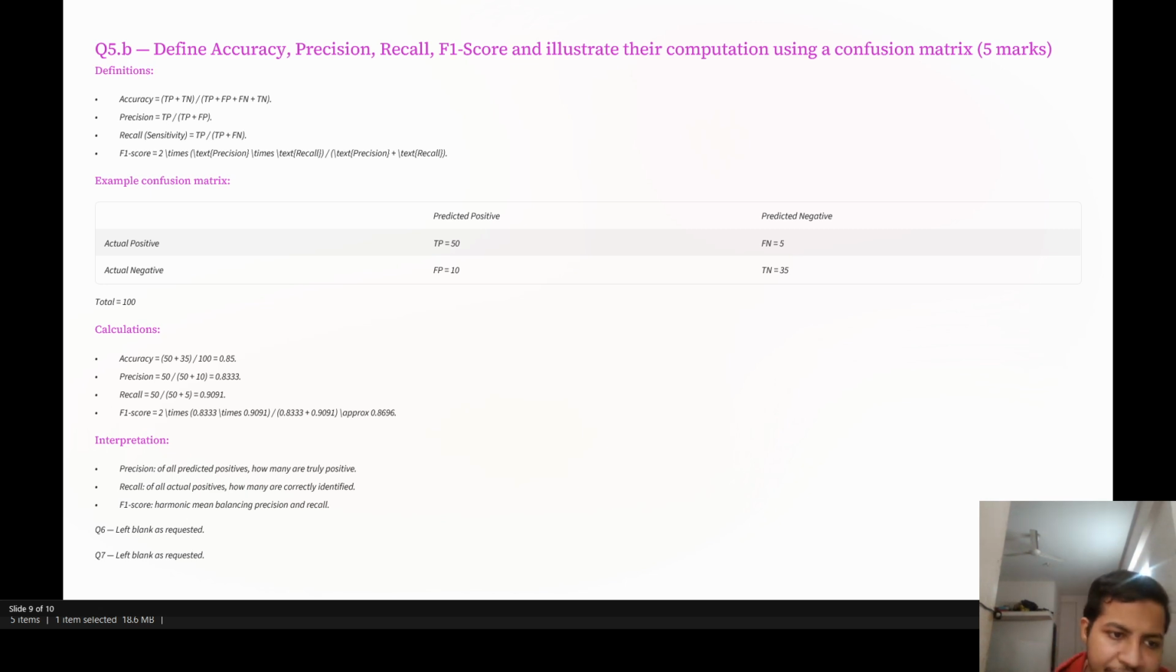Interpretation. Precision: of all predicted positives, how many are truly positive. Recall: of all actual positives, how many are correctly identified. And F1 score is the harmonic mean, balancing precision and recall.